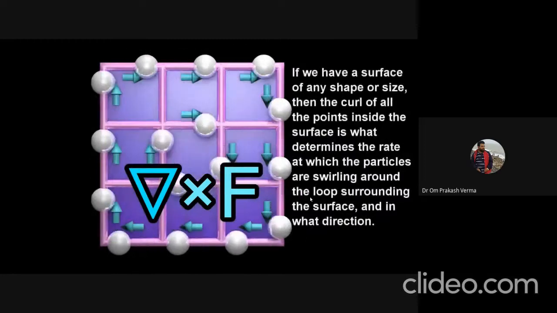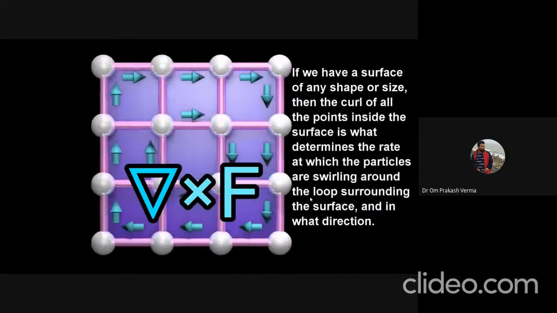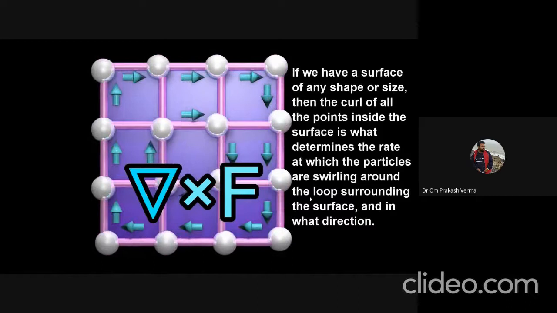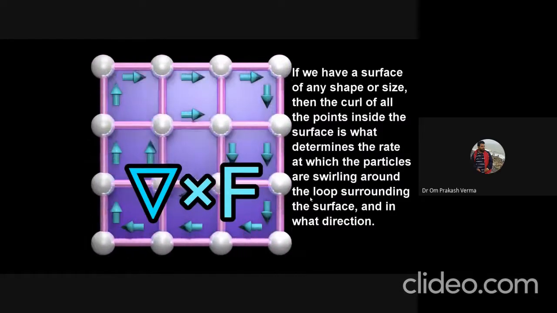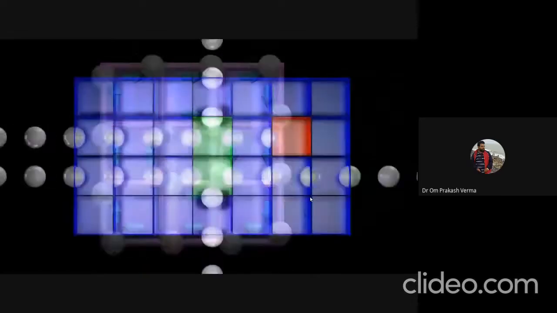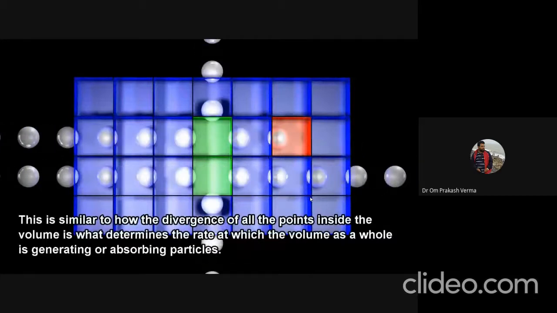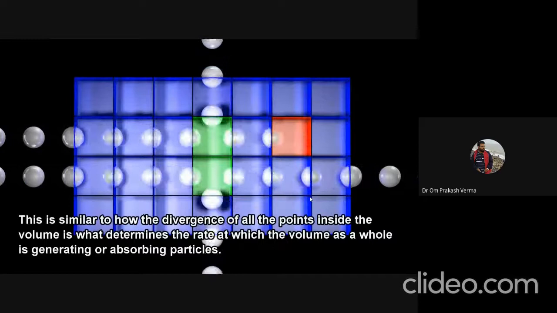If we have a surface of any shape or size, then the curl of all the points inside the surface is what determines the rate at which the particles are swirling around the loops surrounding the surface, and in what direction. This is similar to how the divergence of all the points inside the volume is what determines the rate at which the volume as a whole is generating or absorbing particles.